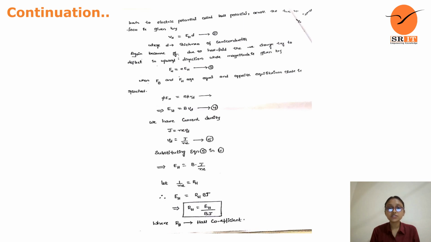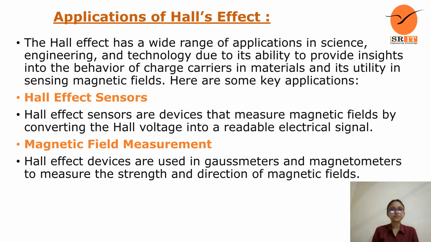So finally we have EH equals B into VD, and we have current density J equals n e VD, so VD is equal to J upon ne. We finally do the substitutions and we reach the conclusion that RH equals EH upon BJ, where RH is nothing but the Hall coefficient. Now that was about the derivation part.